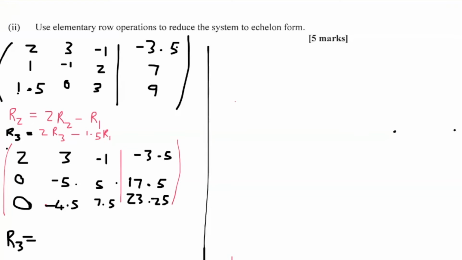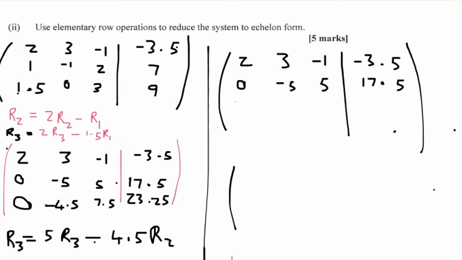Now, the next row operation is to get this negative 4.5 to be 0. So I'll multiply row 3 by 5. And because they're the same sign, subtract, and then multiply row 2 by 4.5. So I'm trying to get a 0 where I have negative 4.5. So as stated, this is the operation that I'll be doing in order to get a 0 where negative 4.5 is. So the first two rows I will leave as they are, but I am going to need a new row 3. So multiplying row 3 by 5.